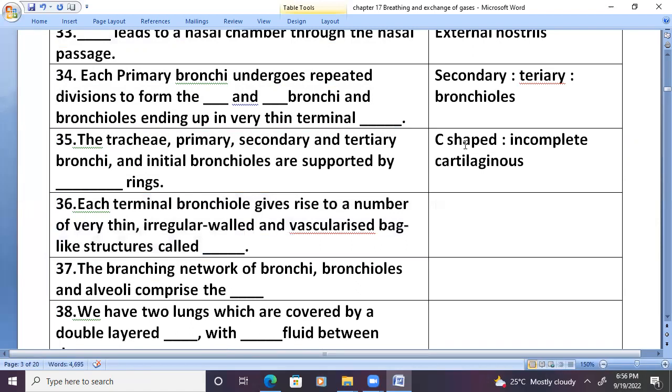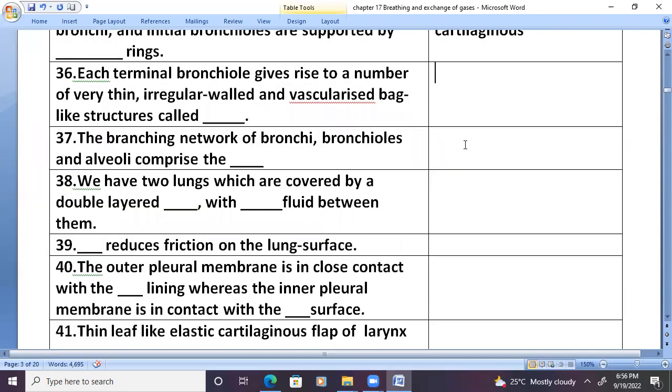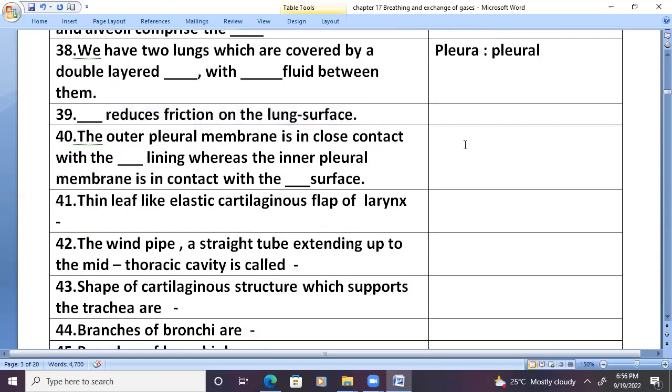Then each terminal bronchiole gives rise to a number of very thin, irregular-walled, vascular, bag-like structures called alveoli. The branching network of bronchi, bronchioles, and alveoli comprises the lungs. We have two lungs, which are covered by a double-layered pleura with pleural fluid between them. Pleural fluid reduces the friction on the lung surface.